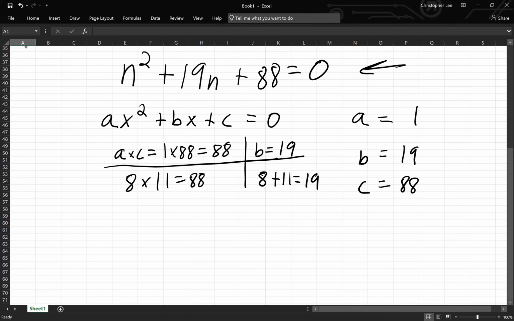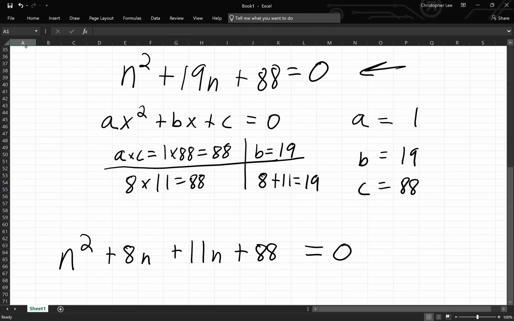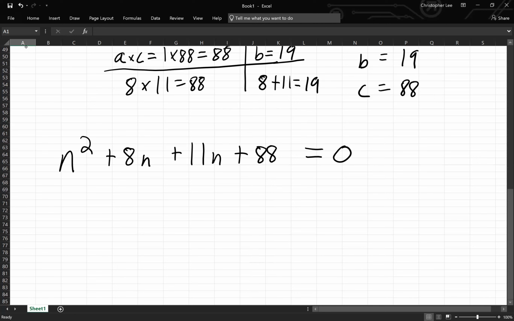So now the next thing you have to do is rewrite the equation we have here. I have n squared, but instead of the plus 19, I'm going to write in the factors that we found: plus 8n plus 11n plus 88. And then that equals 0. Now you see how I have 4 terms? 1, 2, 3, 4 terms.